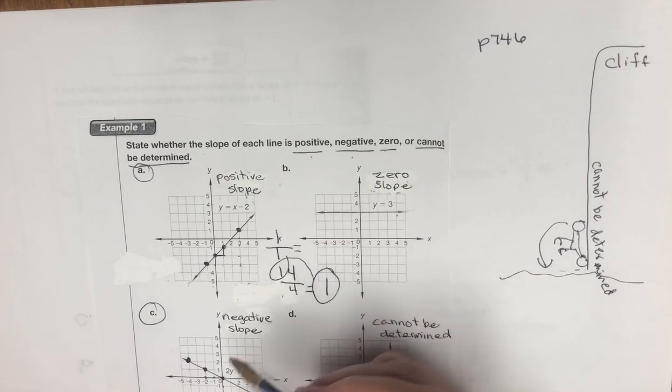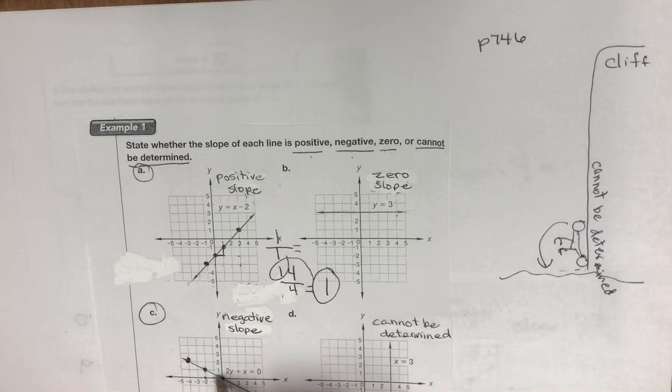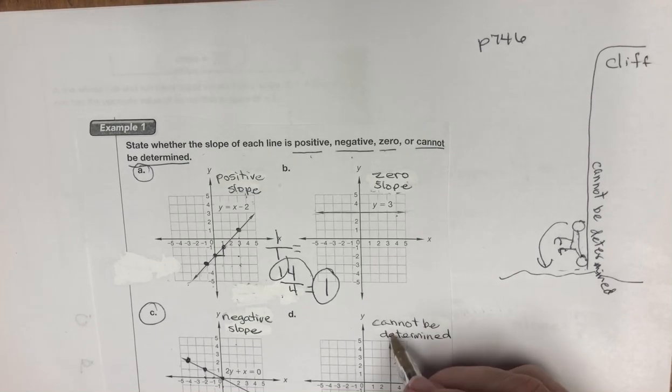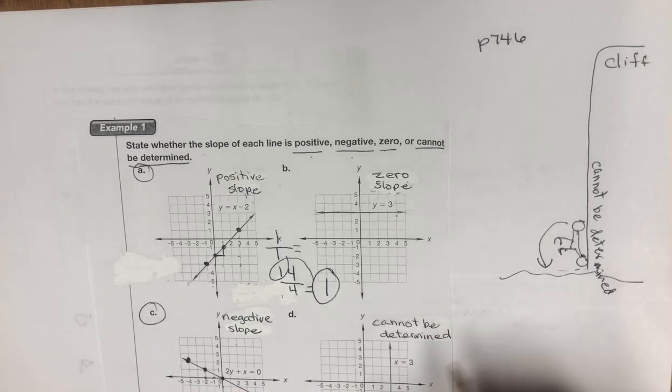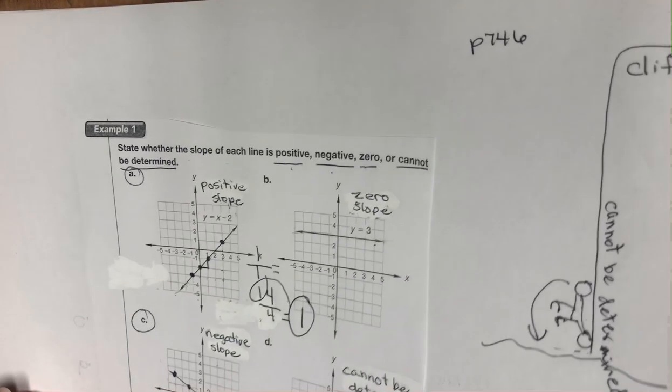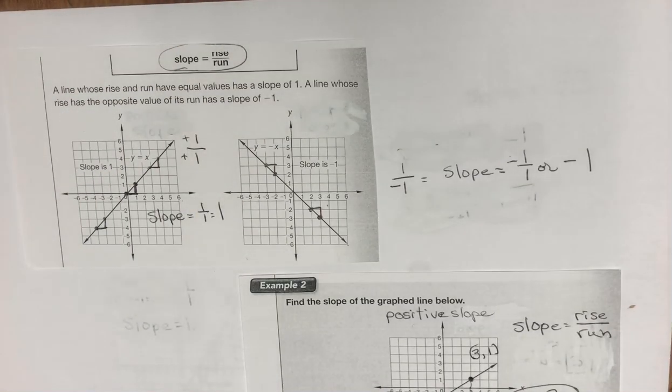And this one is like I'm taking my bike downhill. So this is the negative slope. And this one is the vertical. It's like my cliff right here, and it cannot be determined. There is no slope, but it cannot be determined. It's not zero, it's no slope. We'll come back to do some of those equations later.